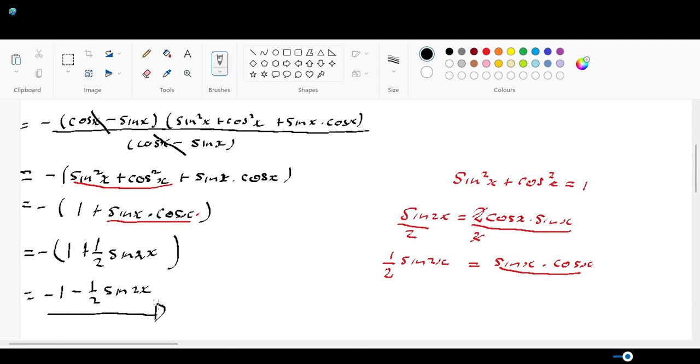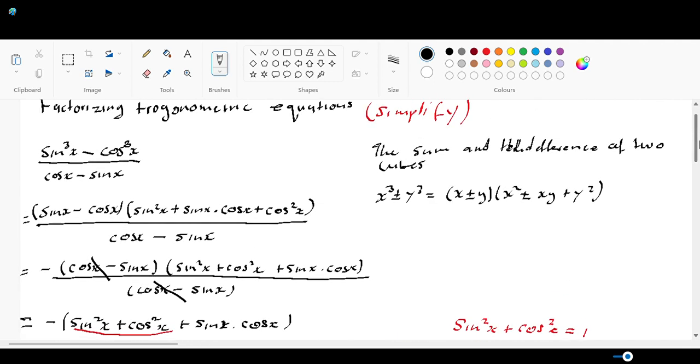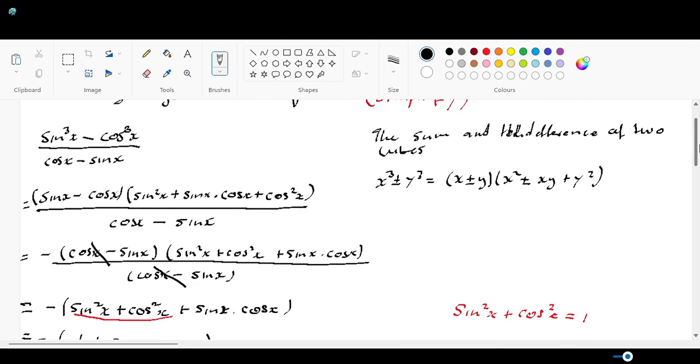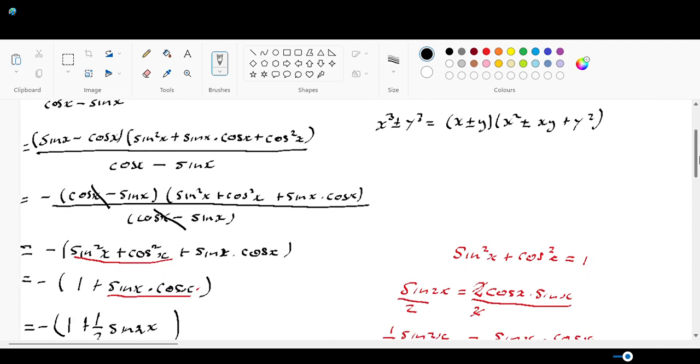Do not forget that in order for you to solve this, you need to know how to do the sum and the difference of two cubes, because without it, this is not going to be possible.